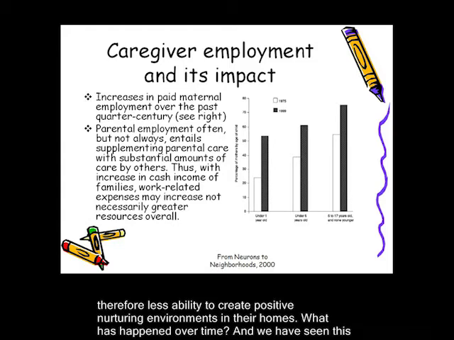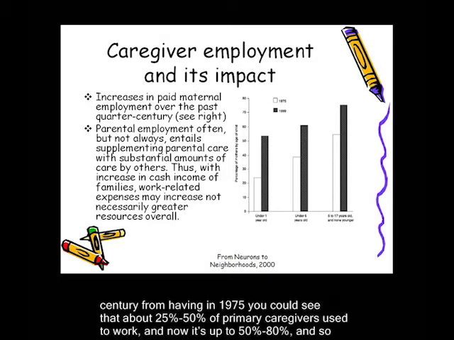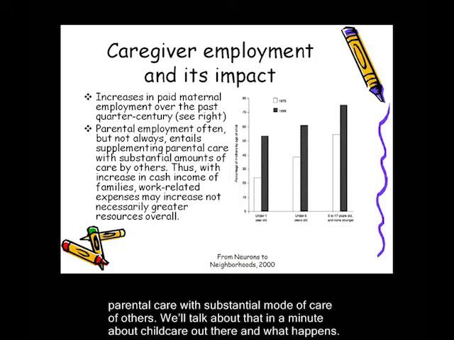What has happened over time, and we can see this from the Neurons to Neighborhoods publication, is that the employment of parents has increased dramatically over the last quarter century. In 1975, about 25% to 50% of primary caregivers used to work, and now it's up to 50 to 80%. And so more and more time is spent in employment, and parental employment often but not always entails supplementing parental care with a substantial amount of care with others. We'll talk about that in a minute, about child care out there and what happens.